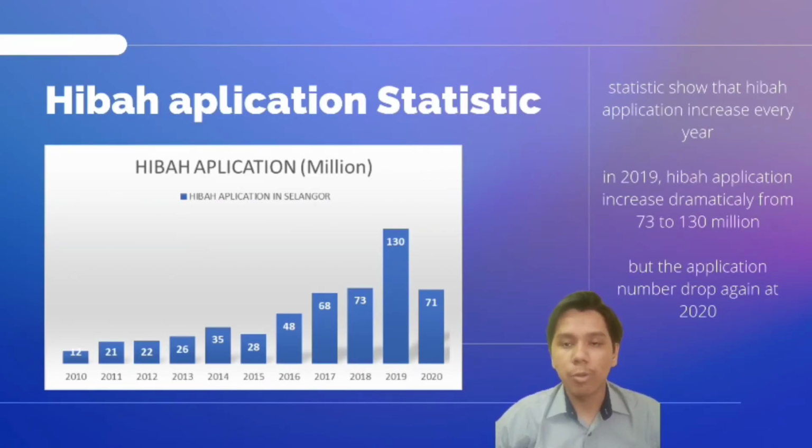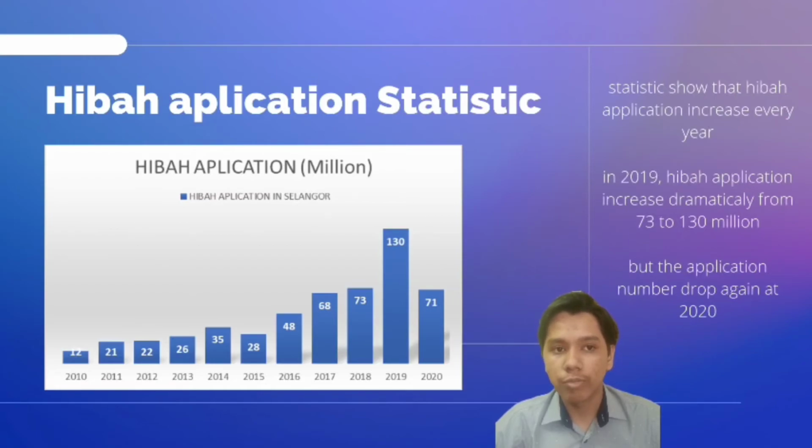Based on the figure beside, we can infer that since 2010, a growing number of people have begun using HIBA as their estate planning. The statistics show that HIBA application in Selangor increased every year since 2010. But due to certain reasons, HIBA application in 2019 increased dramatically from 73 million to 130 million ringgit. But the HIBA application number dropped again in 2020 to 71 million, which is less than 2018.